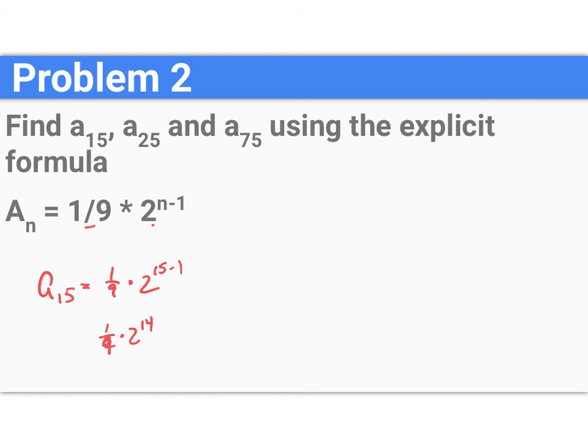So let's put that in our calculator. We're going to type it in just like this. We're going to put the 1/9 in parentheses, then multiply by 2 to the 14th. So 1/9 in parentheses, 2 caret 14 equals 1820.4 repeating. So a of 15 equals 1820 with 0.4 repeating. Now I put the bar over there.